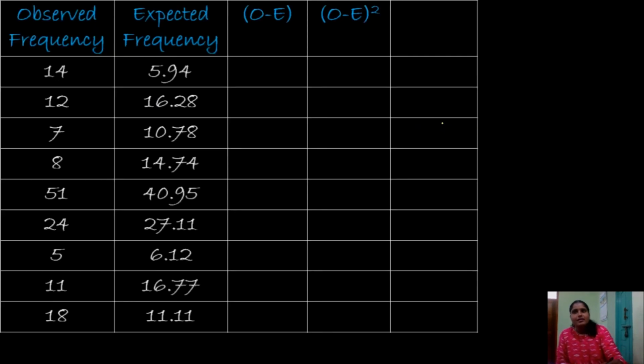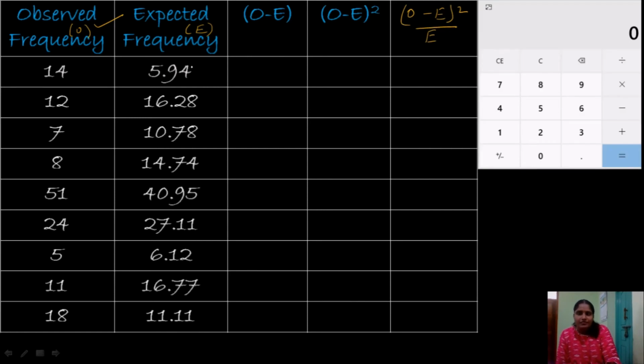For that, I have to construct a table which consists of 5 columns. The first column represents the observed frequency that is given in our problem, and then the expected frequencies that we have calculated just now. Next we calculate the difference between observed minus expected and we square that value, and then finally we take the ratio of observed minus expected the whole square over E, and this gives our chi-square value. For that, let me first find the difference between observed and expected frequencies.